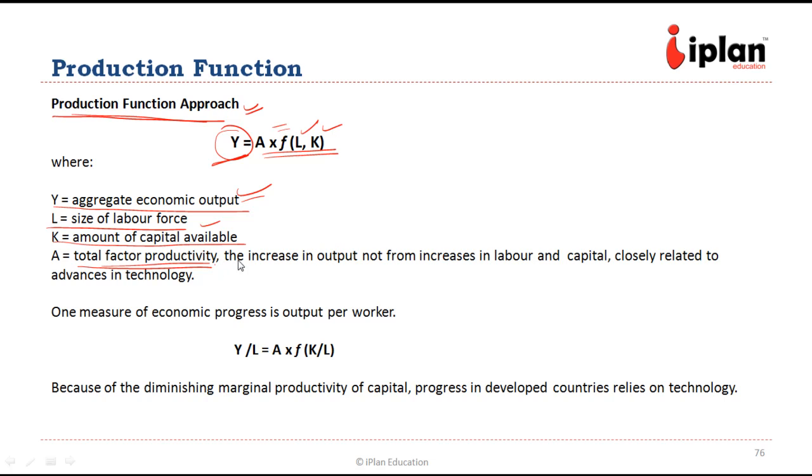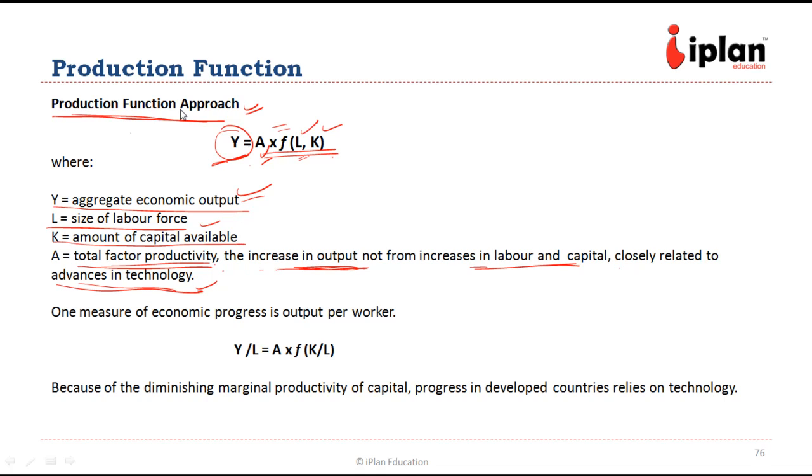So that could be an increase in output not from the labor and capital but from other factors which could be related to advances in technology, etc. So there are two important factors, the labor and capital, which are contributing to the economic output. So economic output is a function of labor and capital, and there is one more factor which is total factor productivity, which can be increased through some advance in technology, etc.